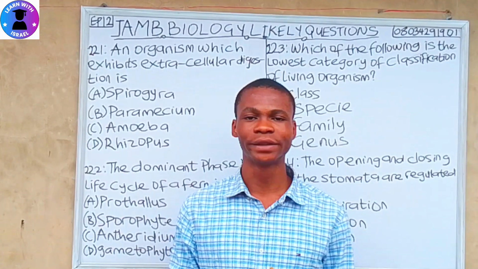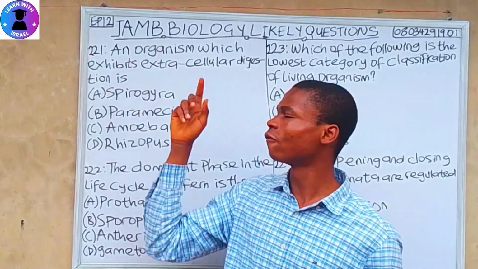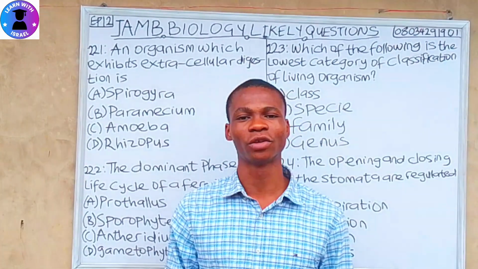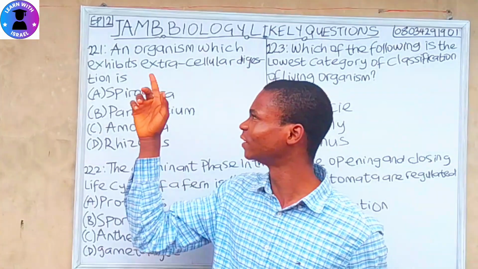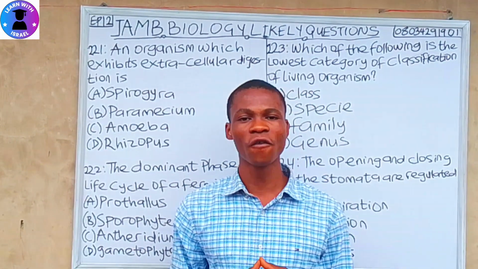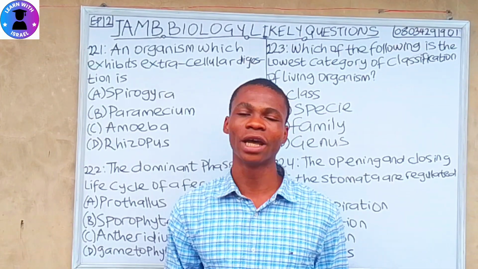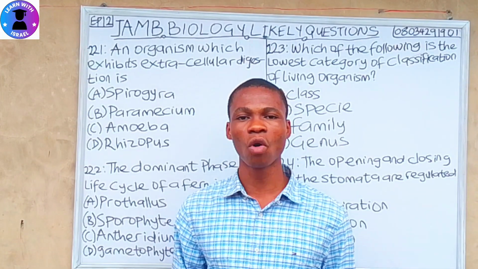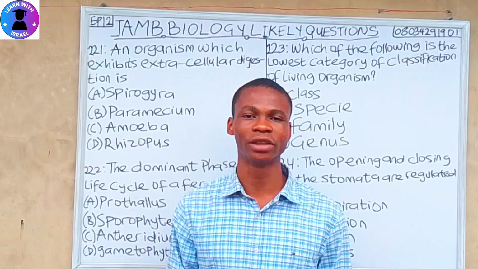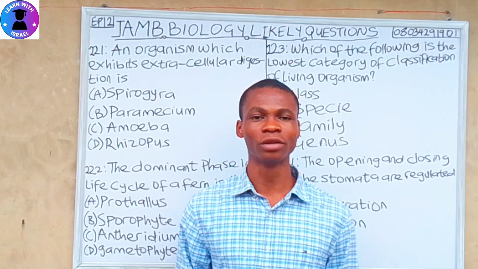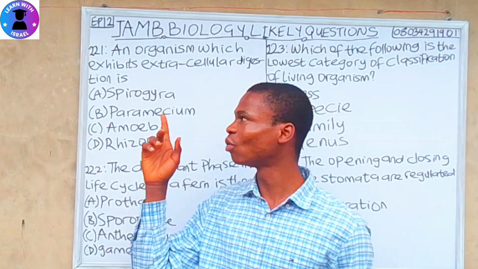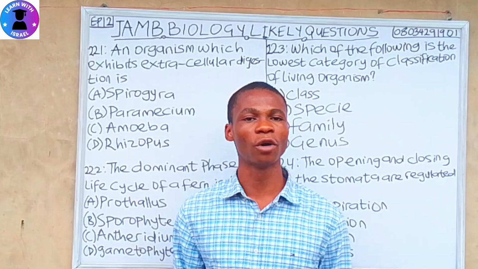So in this video, we'll be treating episode 12 for JAMB biology likely question, which should be from question 221 to question 240. And in the previous episode, which is episode 11, which is from question 201 to question 220. So now in this episode, it will be from question 221 to question 240.